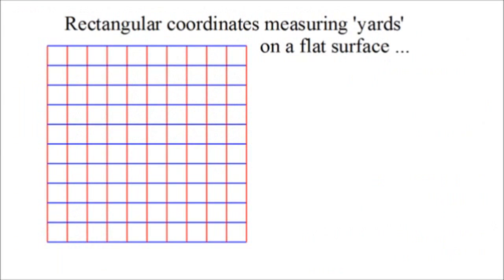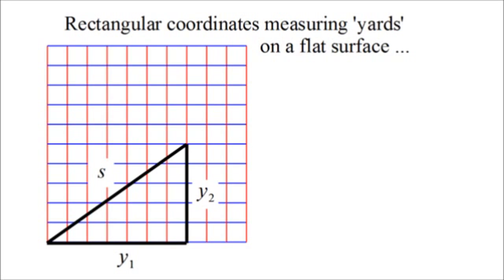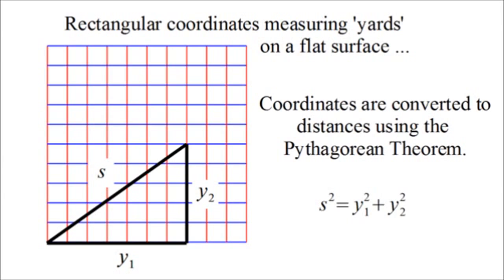We're going to develop our surface model using length measurements and relating those to position on the surface as denoted by coordinate values. To get started, imagine we have a rectangular graph paper type coordinate system with 1 yard spacing between coordinate lines. An arbitrary displacement can be thought of as a displacement in the y1 direction followed by a displacement in the y2 direction. Then the net displacement s forms the hypotenuse of a right triangle, and we can use the Pythagorean theorem to calculate it. s squared is equal to y1 squared plus y2 squared.